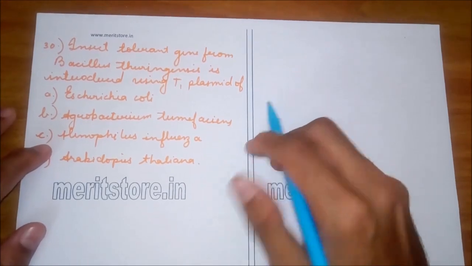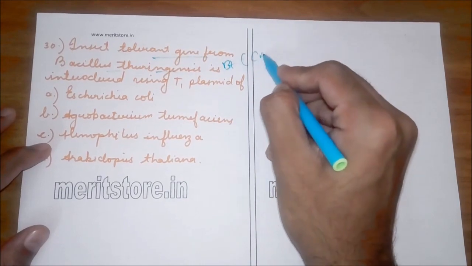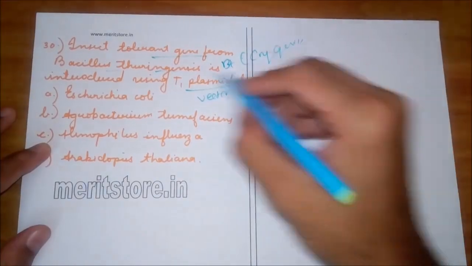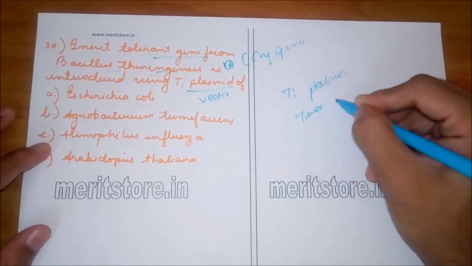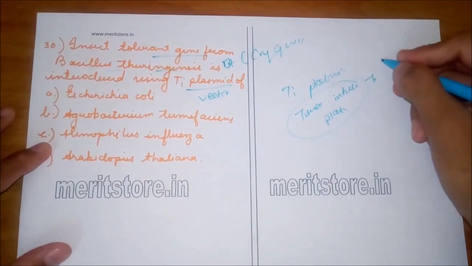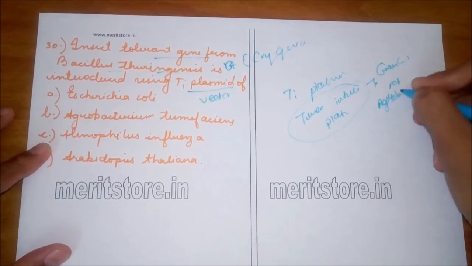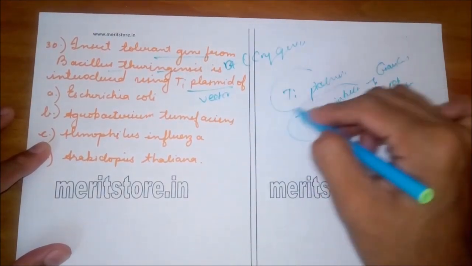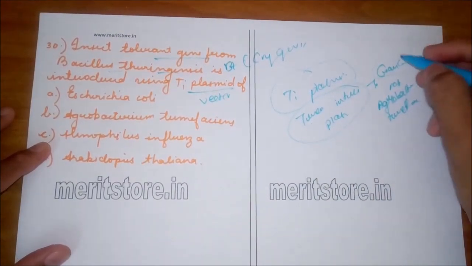Question number 30. Insect tolerant genes from Bacillus thuringiensis, that is Bt genes, that is cry genes, are being introduced using which vector? So it is a vector which is Ti. This Ti plasmid is nothing but the tumor inducing plasmid, which has been obtained from a gram negative, rod shaped bacterium which we call Agrobacterium tumefaciens.